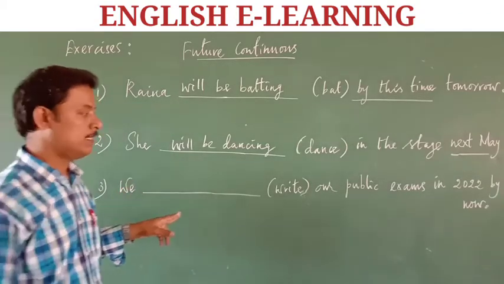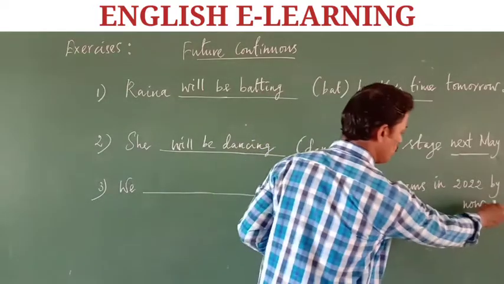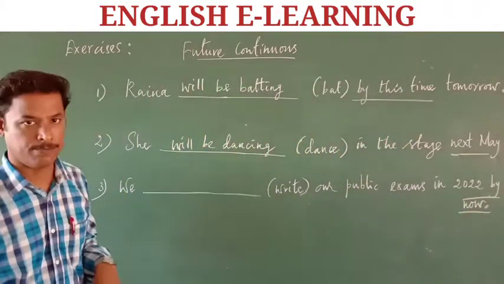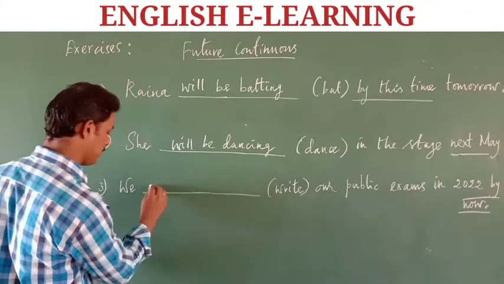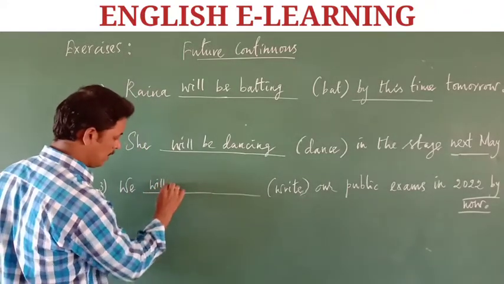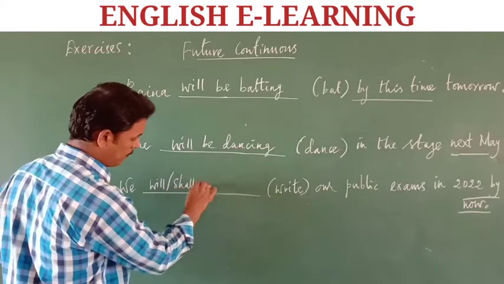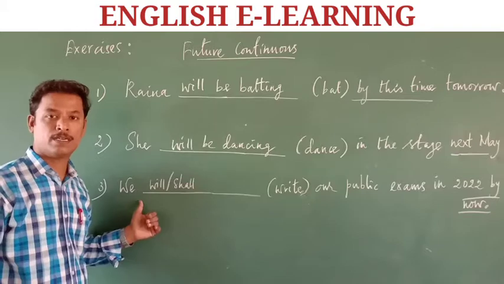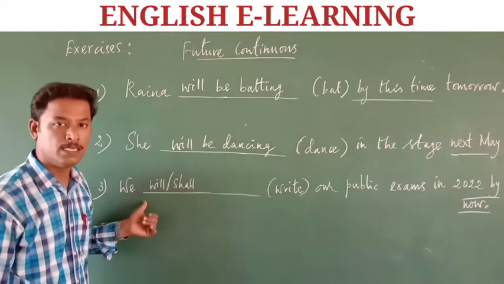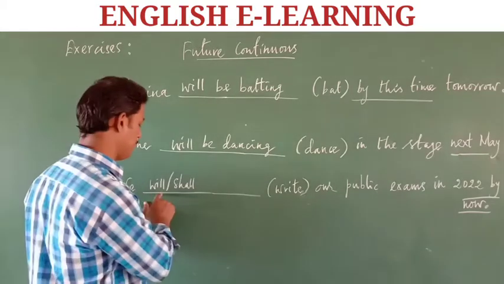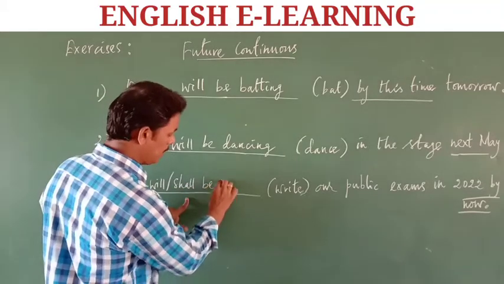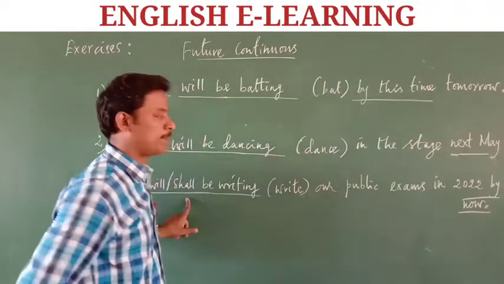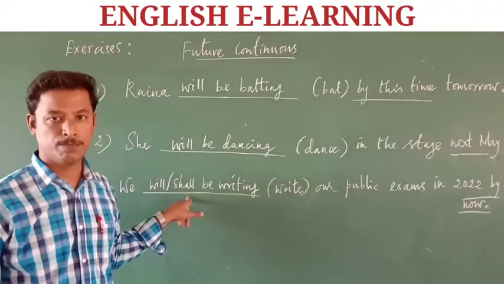Next, third one. We dash our public exams in 2022 by now. By now is the keyword. So use future continuous. We will or shall, because we can use the modal shall after I, we and thou. Right. So we will or we shall be writing our public exams in 2022 by now.